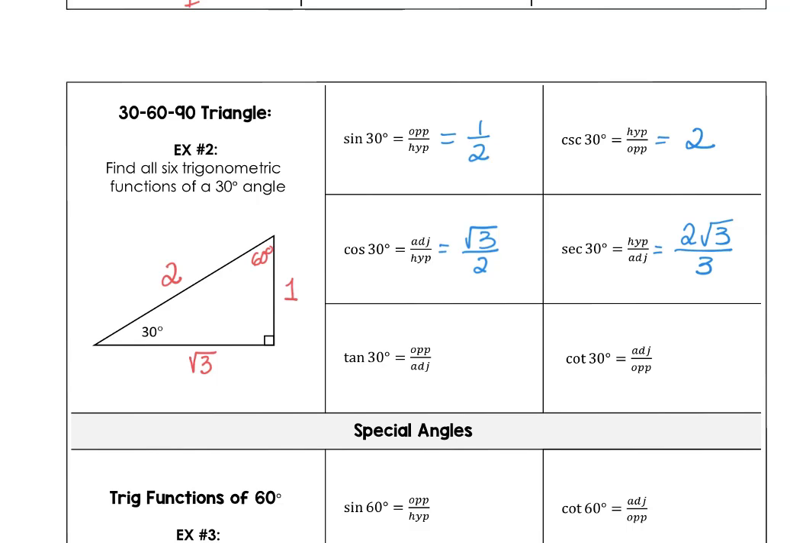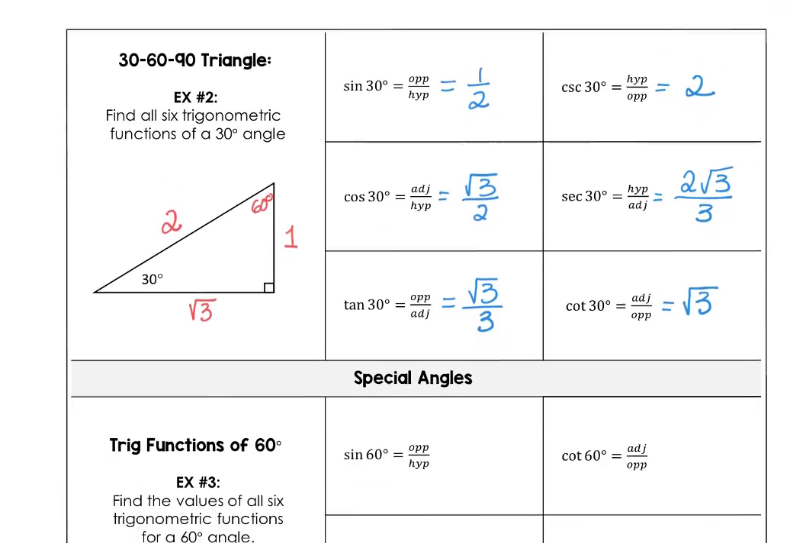And then tangent is opposite divided by adjacent. That's 1 over radical 3. And I'm rationalizing 1 over radical 3 to end up with radical 3 over 3. And adjacent divided by opposite is just radical 3.